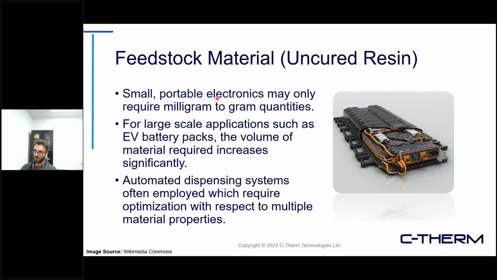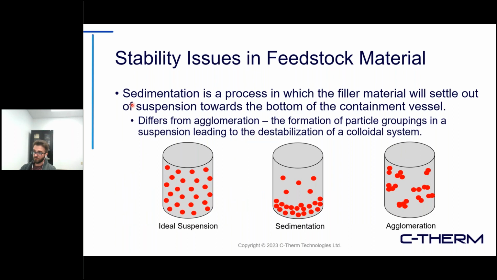So if you're dealing with a really small portable electronic, you may only be using a few milligrams or a few hundred milligrams of sample to get that done. But many of the groups that we've been working with in the past years, when they're developing EV battery packs or dispensing into these larger systems, are using massive amounts of material. Generally, they're 55-gallon drums, part A and part B, being introduced into these automated dispensing systems. And this is really where the optimization process becomes really important with respect to multiple material parameters. One of the ones that we're focusing on is the stability issues that can occur in feedstock sampling.